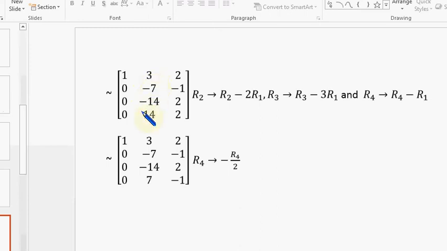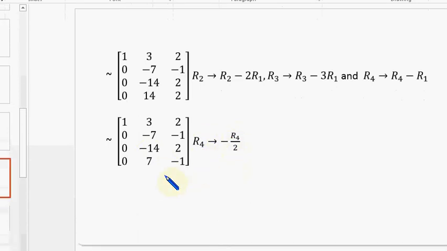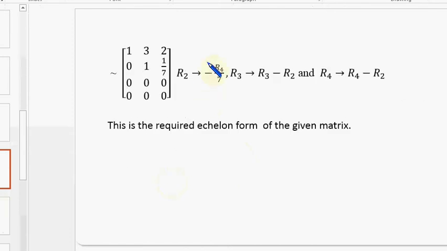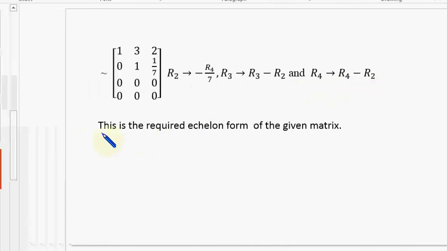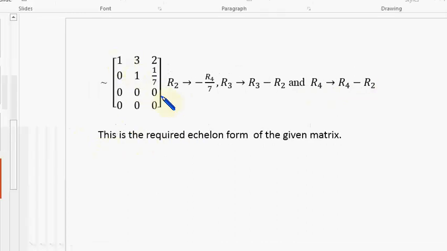So this term should be made 0, which means we can operate R4 as minus R4 by 2. So therefore it can be written like this. Next one, R2 can be written as R2 by 7. The next one is R3 is R3 minus R2, and R4 is R4 minus R2. So therefore below the principal diagonal elements are 0, and how many non-zero rows?